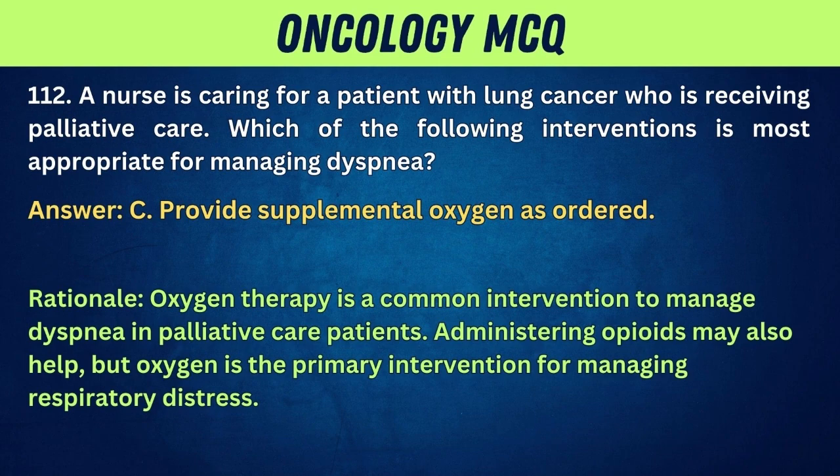Answer: C. Provide supplemental oxygen as ordered. Rationale: oxygen therapy is a common intervention to manage dyspnea in palliative care patients. Administering opioids may also help, but oxygen is the primary intervention for managing respiratory distress.